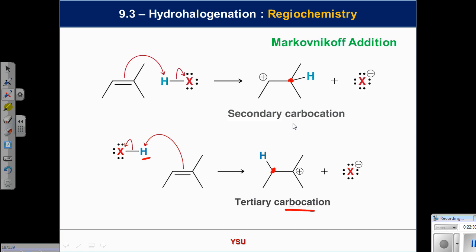It's the carbon now you should focus on. What type of carbon are we dealing with? At the top, we have a secondary. At the bottom, we have a tertiary. You'd much rather have the tertiary. So take a time out here.